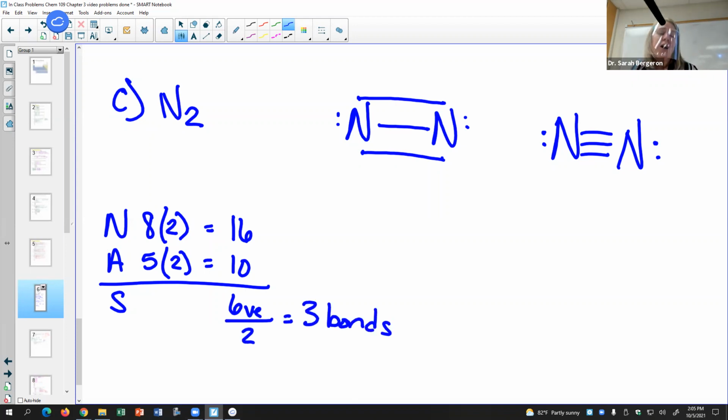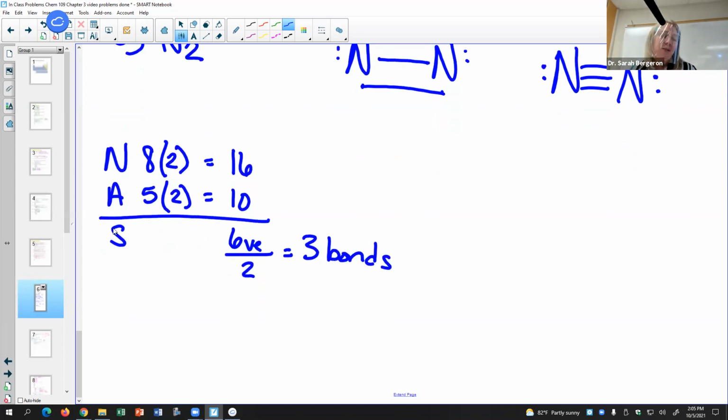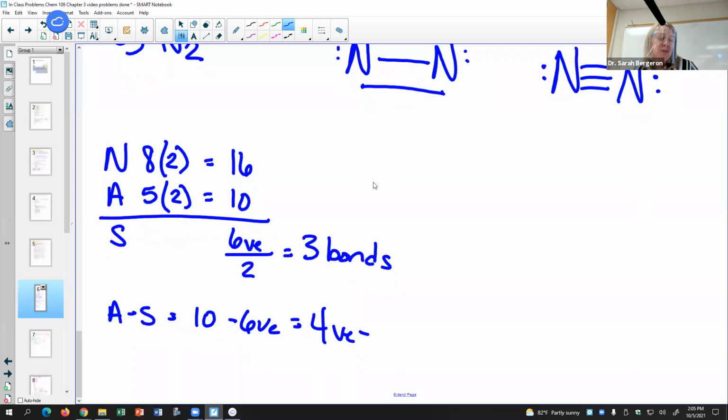I like this because I look at this and I say, okay, I know I only have 2 atoms, so therefore I must have a triple bond, right? It's kind of a nice method. So available minus shared, I had 10 available. I used 6 in bonds, so I now have 4 valence electrons left. And I just spread them out to make complete octets for everybody. But it's up to you, whatever you want to do.